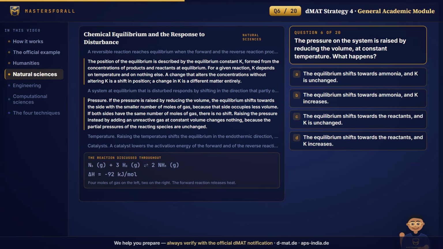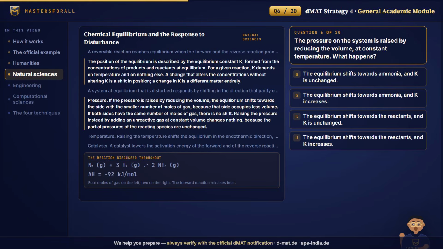Question 1. The pressure is raised by reducing the volume at constant temperature. What happens? A. Towards ammonia, K unchanged. B. Towards ammonia, K increases. C. Towards the reactants, K unchanged. D. Towards the reactants, K increases.